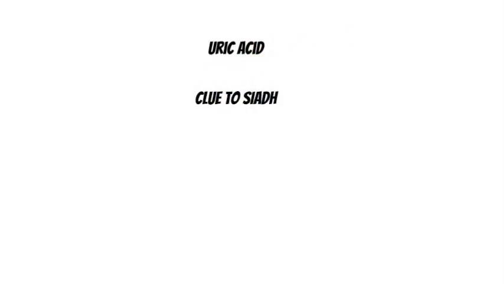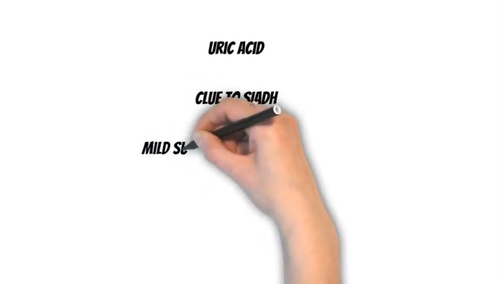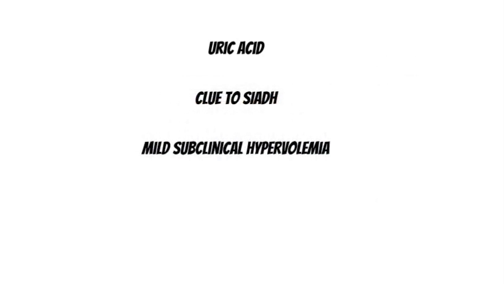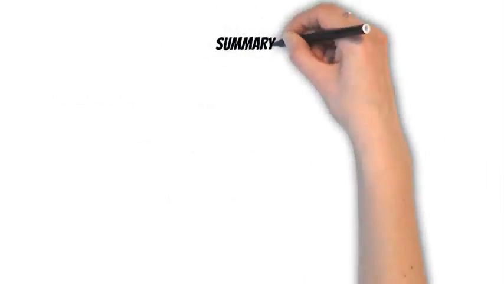Why is uric acid part of the evaluation of hyponatremia? Well, it's a clue that SIADH may be present. We normally classify SIADH as euvolemic, but in actuality, there is very mild subclinical hypervolemia. In this case, the uric acid will be diluted down and may be less than 4.